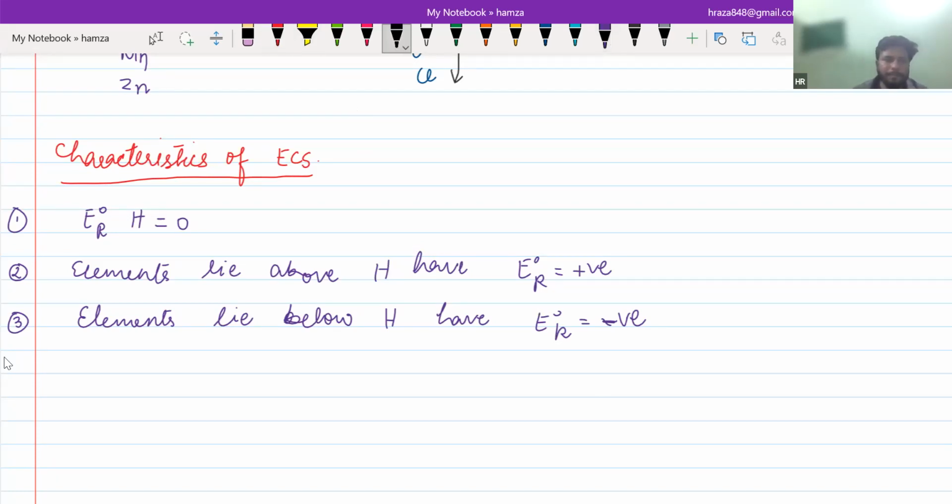Got it? Now the next point is very important. Always see top to bottom in my series. Top to bottom, E naught R increases, because on the top it is highly negative, then decreasing in negative, then comes to 0 and then positively increasing. That means top to bottom in this series, E naught R value increases.